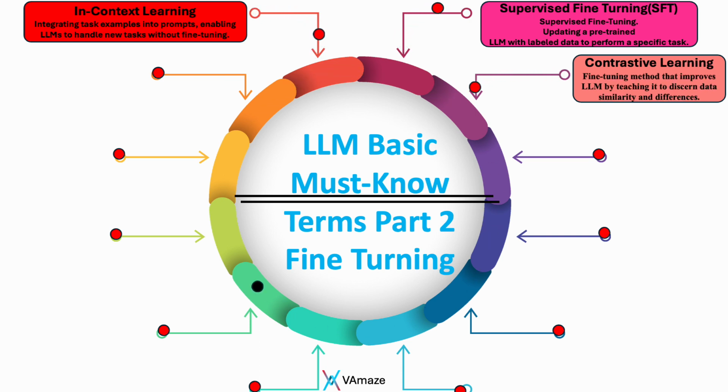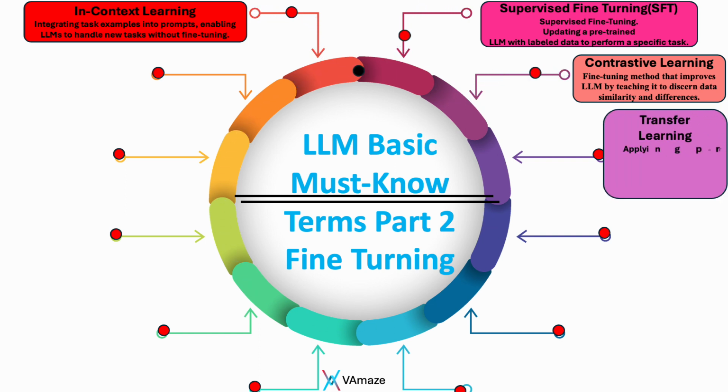The next one is transfer learning. Transfer learning involves applying pre-trained knowledge from a large dataset to improve LLM performance on a smaller, task-specific dataset. This technique leverages the extensive knowledge the model has already acquired, making it more efficient in learning and performing new tasks.